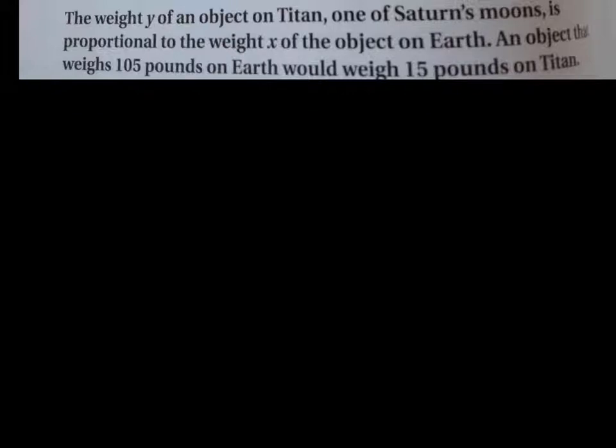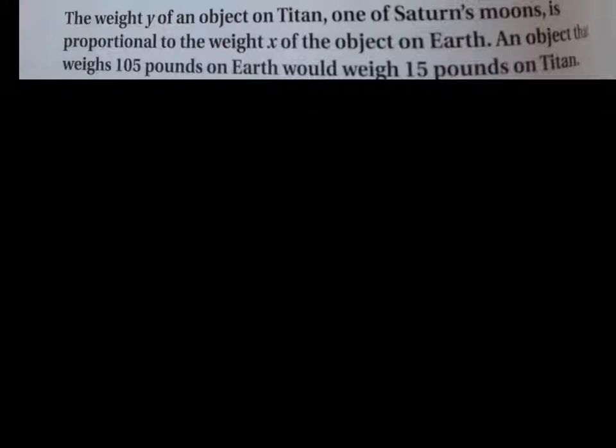So here we have the weight y of an object on Titan, one of Saturn's moons, is proportional to the weight x of the object on Earth. So we're talking about weight. We know they're proportional. An object that weighs 105 pounds on Earth would weigh 15 pounds on Titan. So let's write an equation that represents this situation.